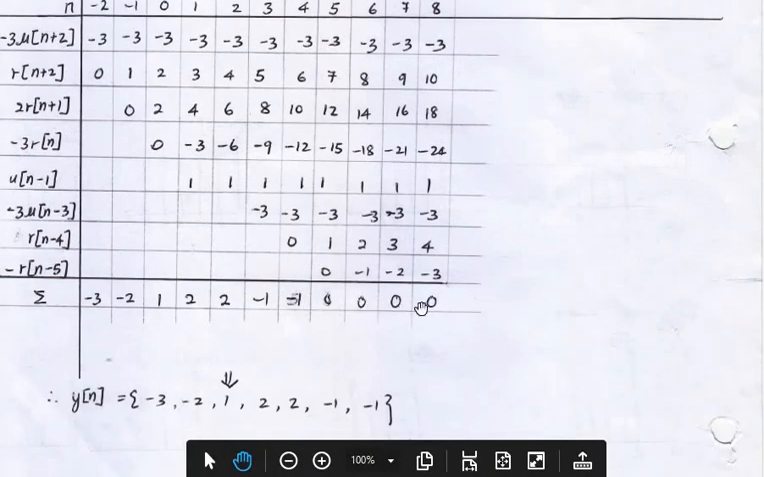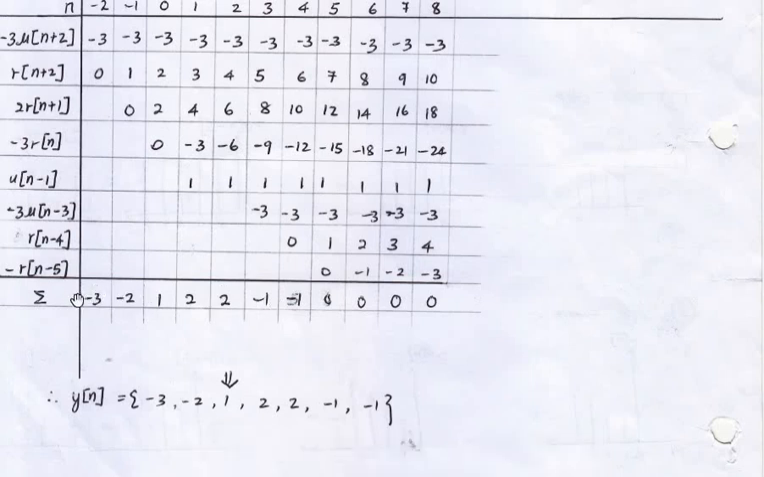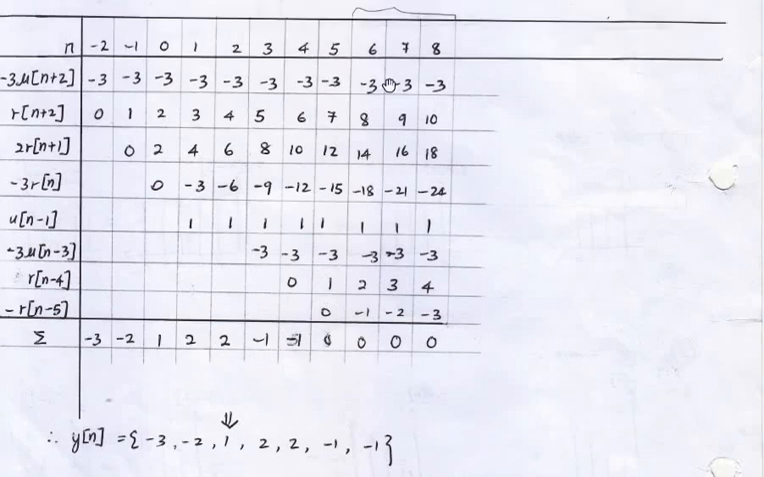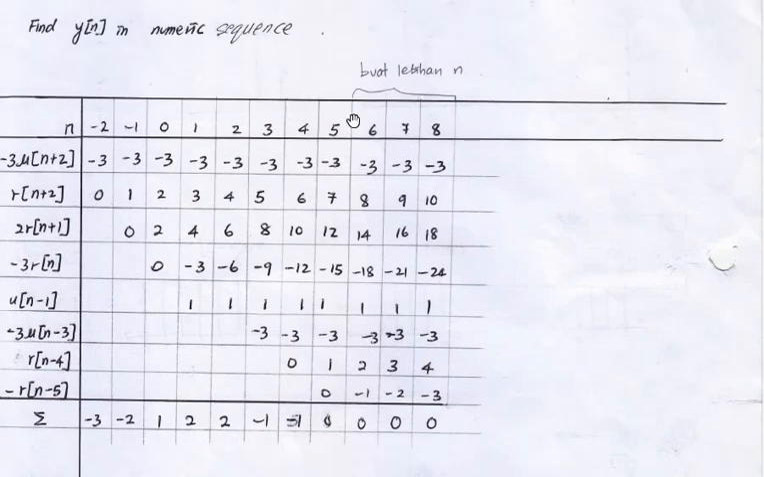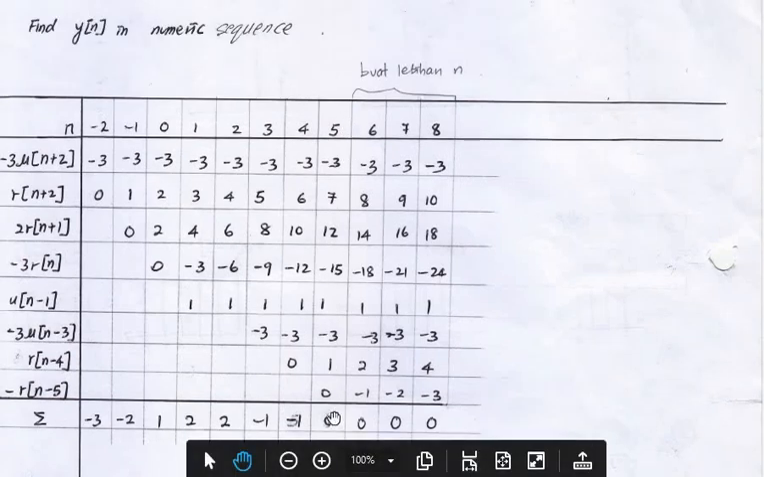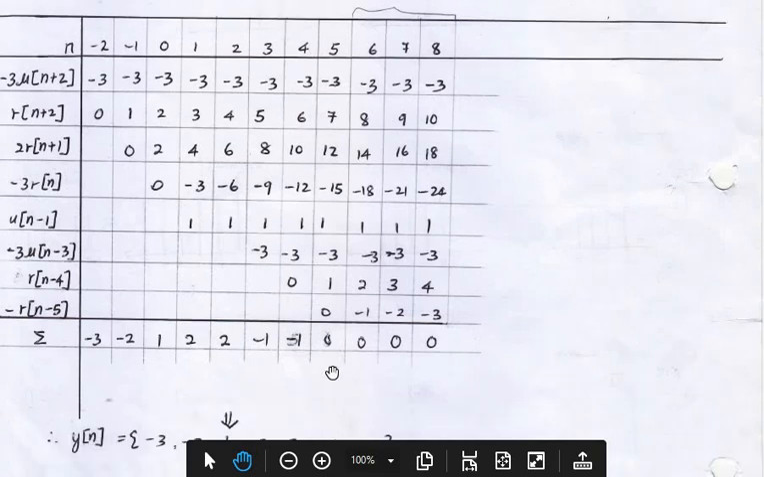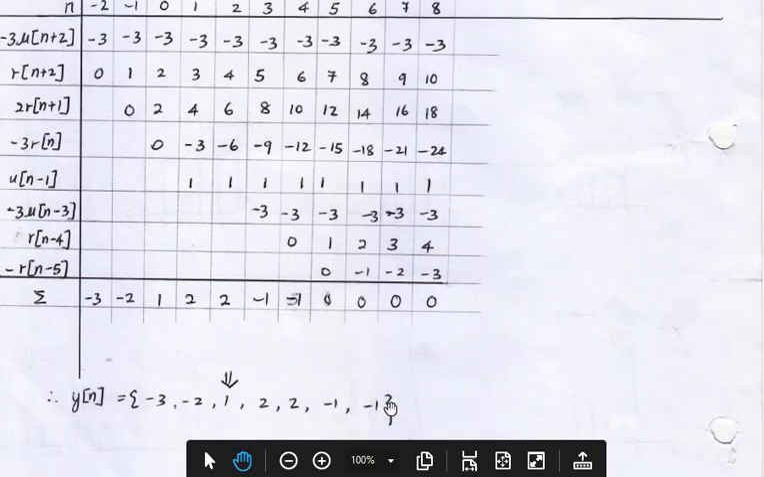So you sum up these things, then you get the numeric sequence: negative 3, negative 2, 1, 2, 2, negative 1, negative 1. You can write down until the number 5 here. But since this is 0, it doesn't contribute anything, so you just write up to negative 1.